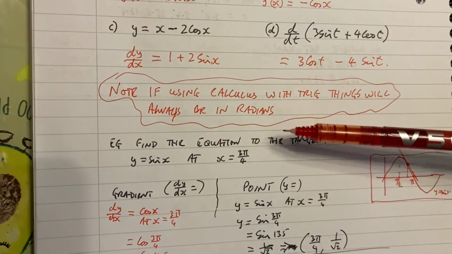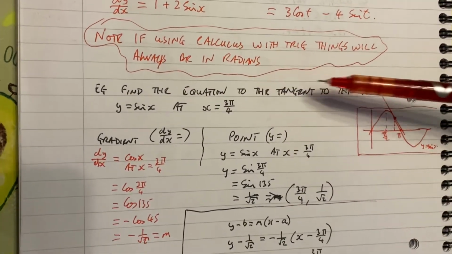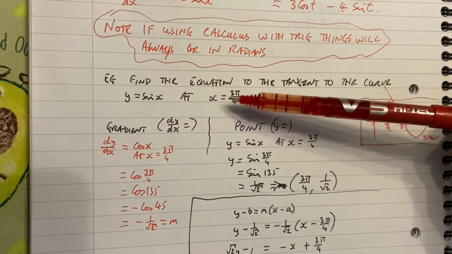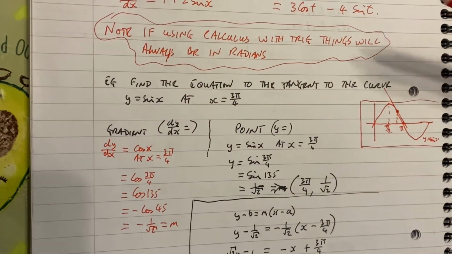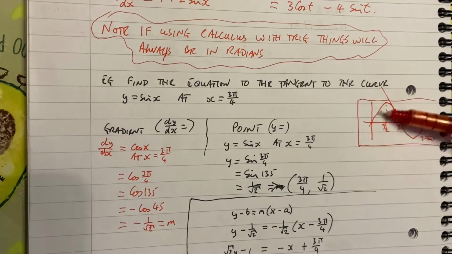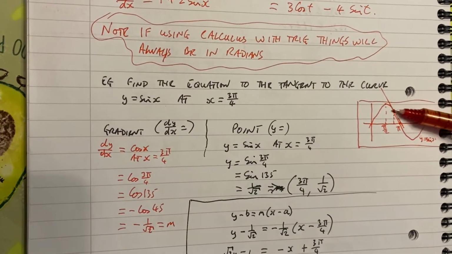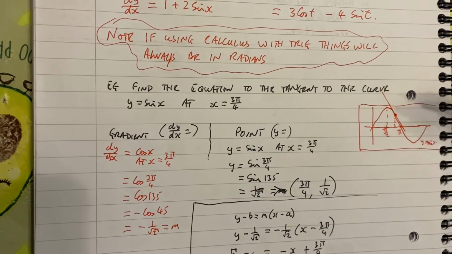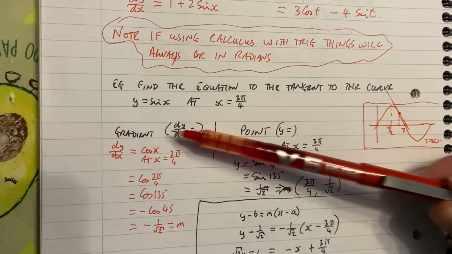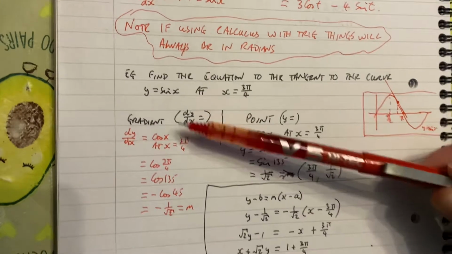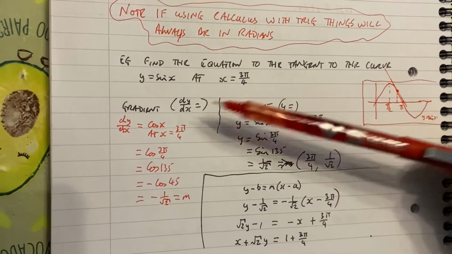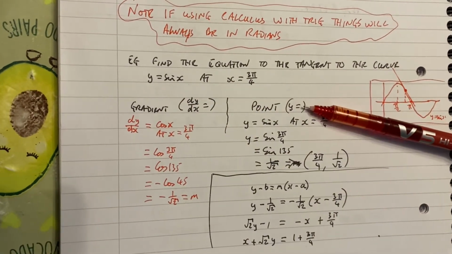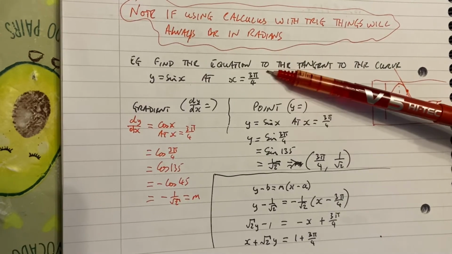So the first one, find the equation of the tangent to the curve y equals sine x, x equals 3 pi by 4. So we diagram of it, 3 pi by 4, second quadrant, somewhere about there. So exactly as we would have done with any of the curves we did previously, gradient, point, get the straight line. So gradient, we use the dy by dx equation. Point, we use the y equals equation if it hasn't already been given, which it hasn't.